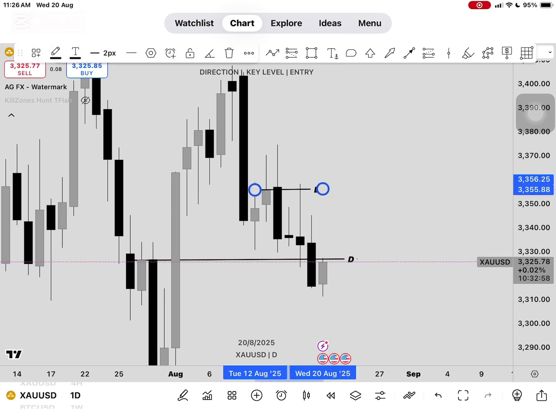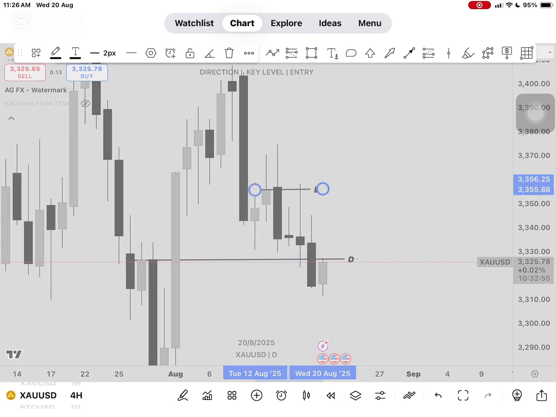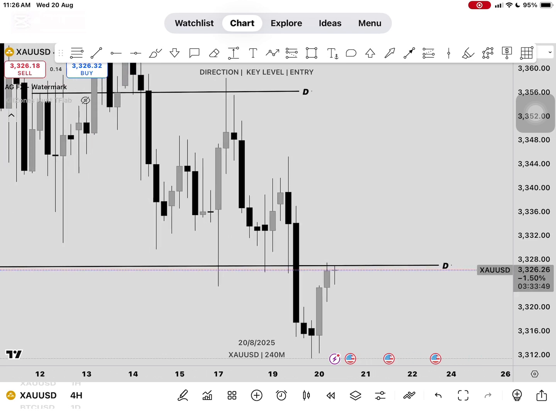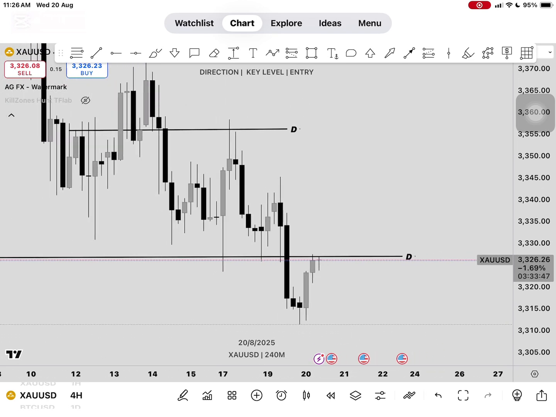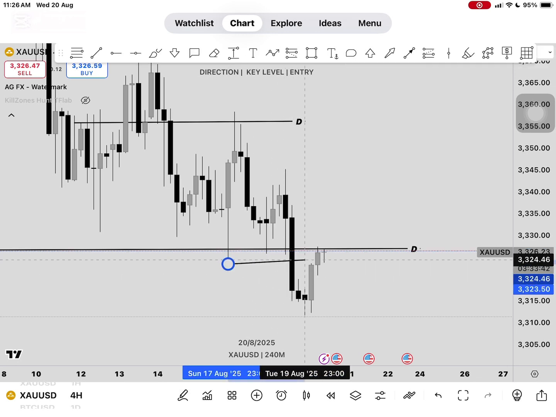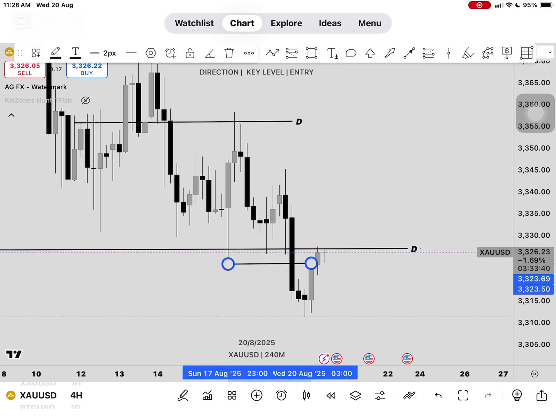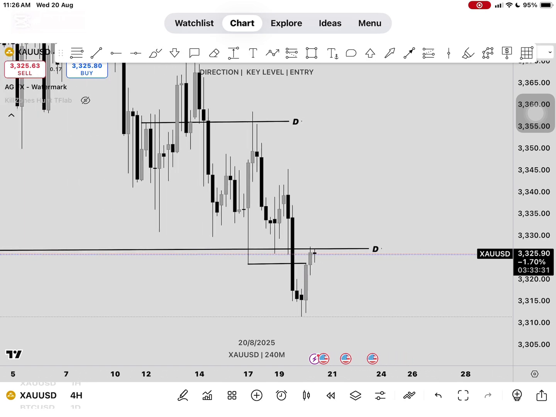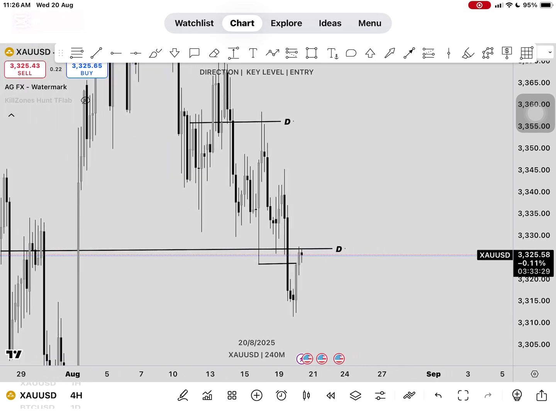So now you can see daily rejecting a daily key zone, and I move to a 4-hour. On the 4 hours time frame, we did have a break of structure. As you can see, we had a break of structure right here. So after the market breaks my structure, I need to look for a key zone where I can continue the sell to the downside, since we confirm a bearish move to the downside.